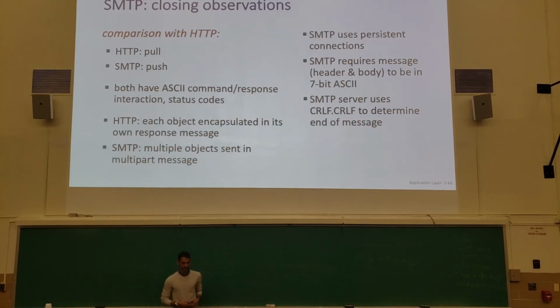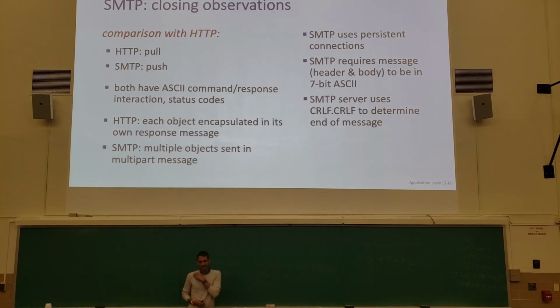Okay, comparison with HTTP. Really just push versus pull is probably the most important difference between SMTP and HTTP, just because of the nature of the application. The client side in HTTP is requesting objects. The client side in SMTP is generally pushing something, right? They're both ASCII, so that's why I can speak them. If they were binary encoded protocols, it would be much more cumbersome. I don't have a way to type binary characters on my keyboard. I would have to write a program to speak them, right? But they're both ASCII protocols.